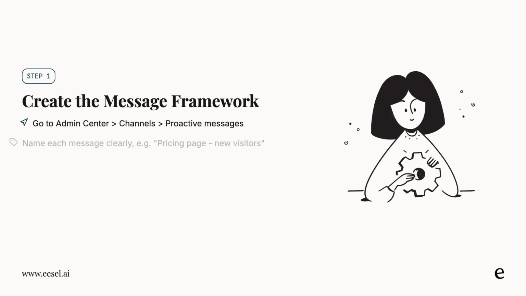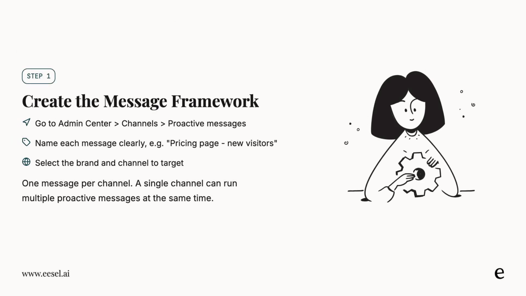Start in Admin Center, go to Channels, then Proactive Messages, and click Add Proactive Message. Give it a descriptive name you will recognize later, something like Pricing Page New Visitors rather than Message 1. Then select the brand and channel where you want this message to appear.